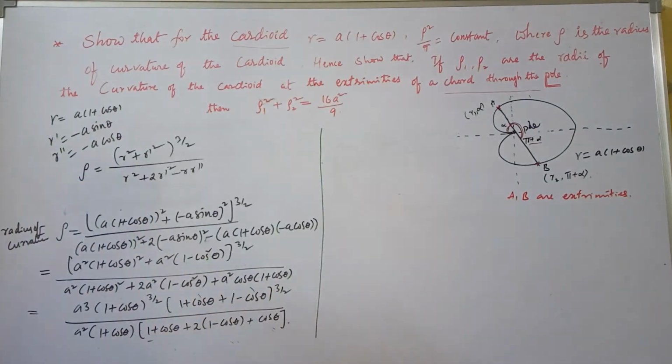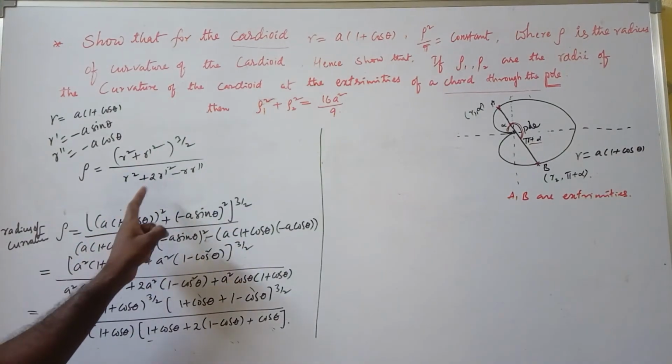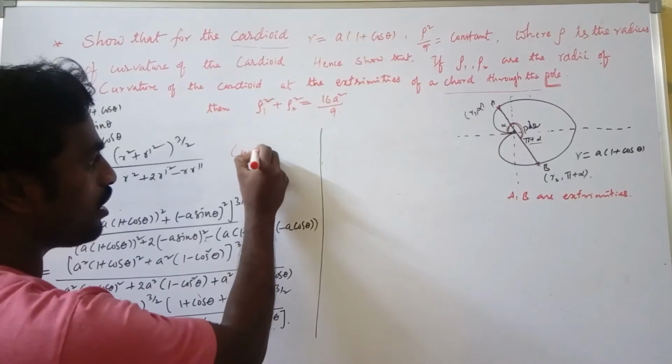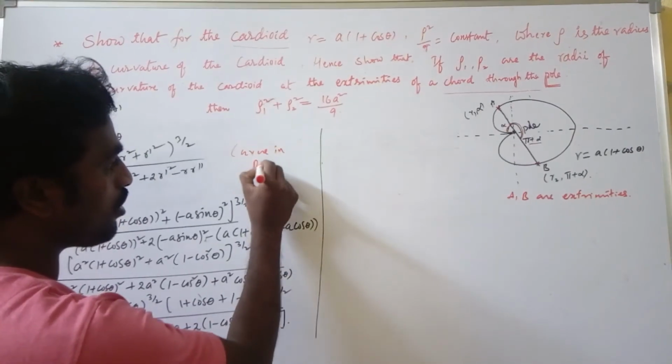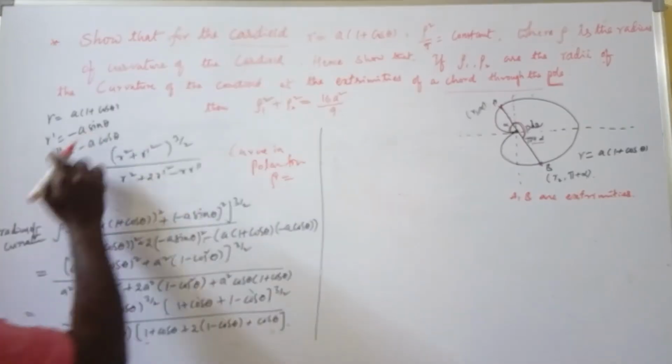Rho equals (r square plus r dash square) all to the power of 3 by 2, divided by r square plus 2 r dash square minus r into r double dash. Okay? So if the curve is in polar coordinates, then the radius of curvature formula is like this.